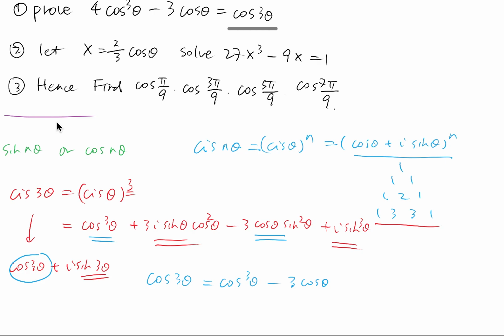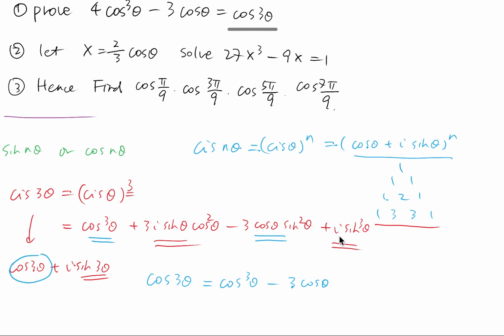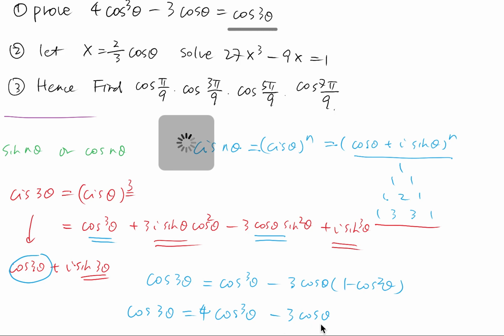We want everything in terms of cos, so we'll change that sine squared into 1 minus cos squared. And then it will just be 4 cos cubed theta minus 3 cos theta. So the first part is done. Just by expanding cis theta to the power of 3, we find cos 3 theta equals 4 cos cubed theta minus 3 cos theta.